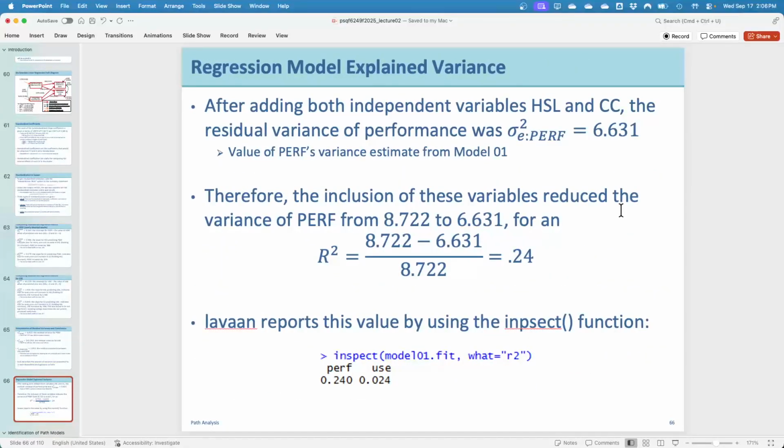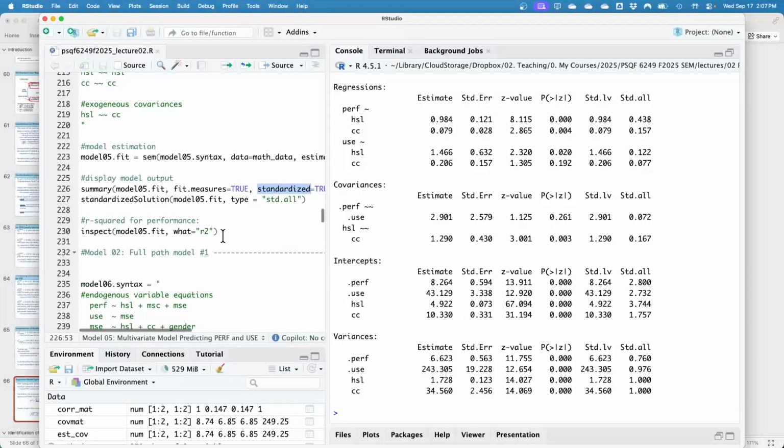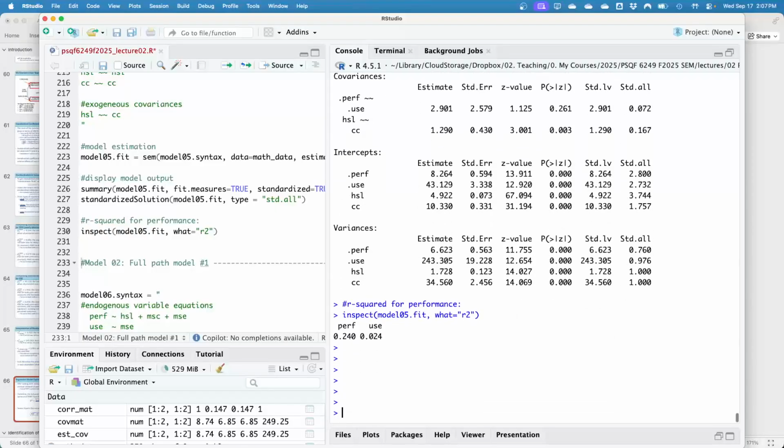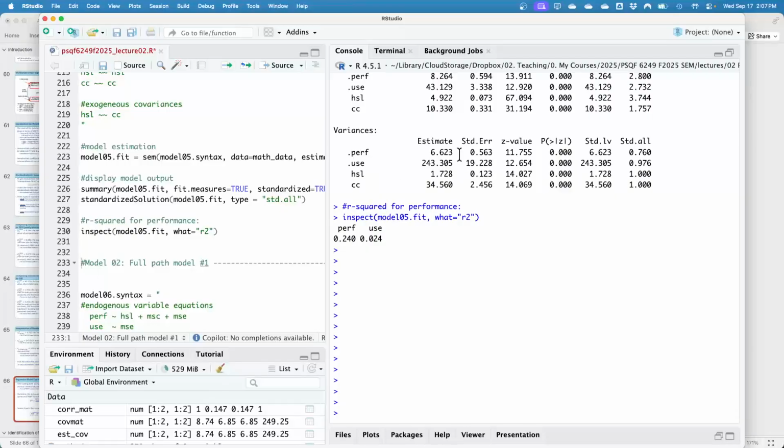Okay, the other thing we can get is R squared. We have 2 outcomes. We should have 2 R squareds. And it turns out, using the lavaan command, we can get the output. This command right here. And what this tells us is we explain, oh, you can't see that, can you? Is that better? We explain 24% of the variance in performance with this model, but we only explain 2.4% of the variance in perceived usefulness of mathematics. Okay?